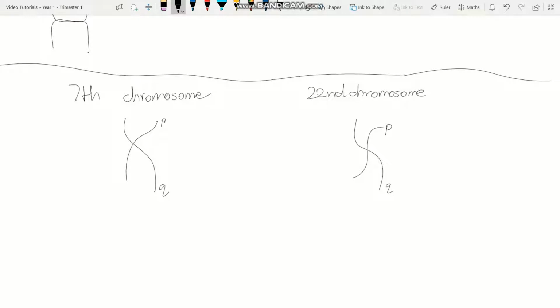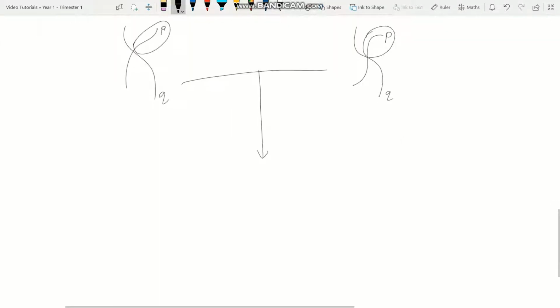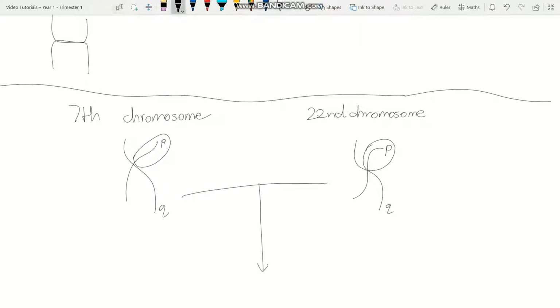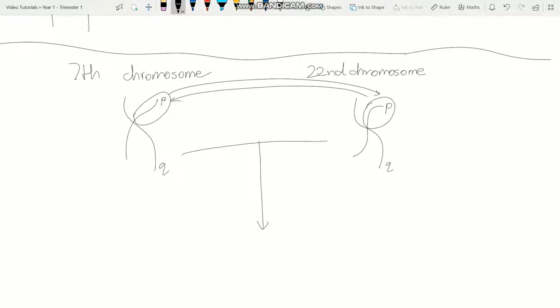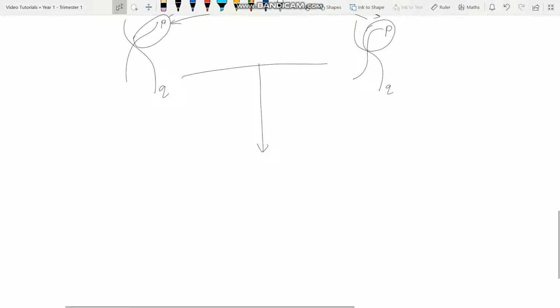Now in this case, because we're swapping both the same arms, even though these two chromosomes may have the 7th chromosome's P arm on the 22nd chromosome and the 22nd chromosome's P arm on the 7th chromosome, there is no change that occurs. Essentially, because we have both genetic material present, even though it's on different chromosomes, there's no ultimate negative outcome because the genetic material itself hasn't been tampered with in any way. So the chromosomes will still retain their shape.